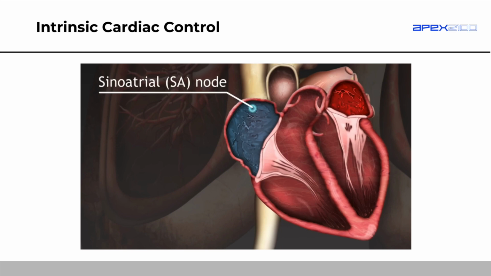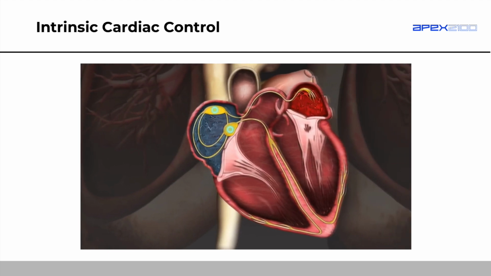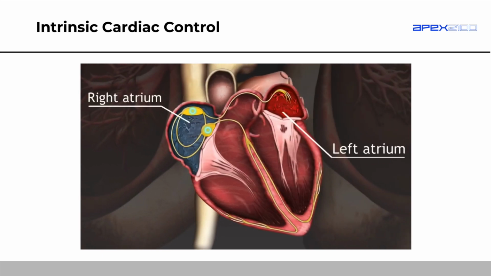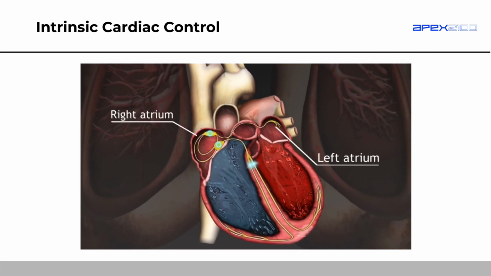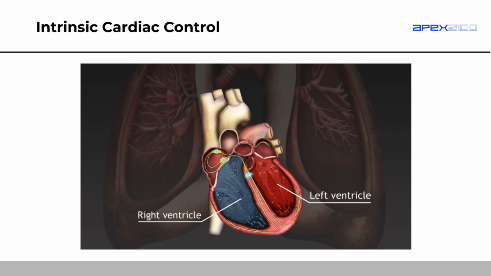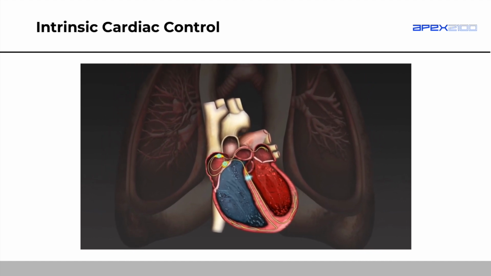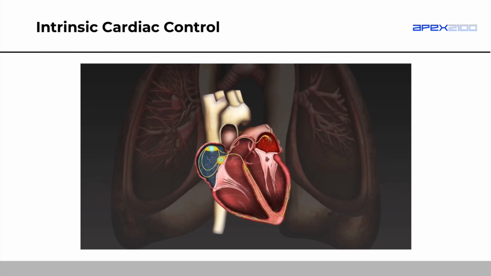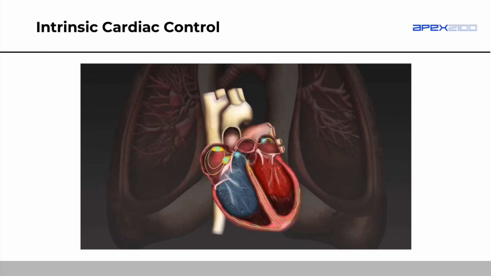The electrical impulse travels along specialized conducting fibers in the walls of the atria, stimulating the atria to contract and pump blood into the ventricles. In the normal heart, impulse travels very rapidly. As a result, all the muscle cells in the atria contract together, producing a coordinated pumping action.